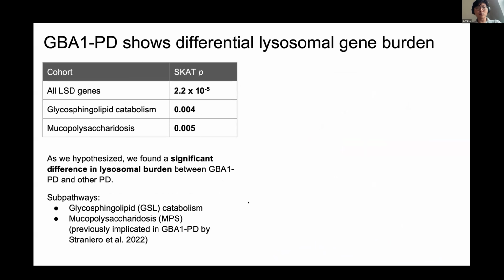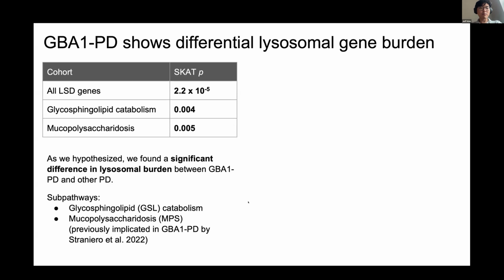And when we look at subpathways within the lysosomal storage disorders, we see glycosphingolipid catabolism genes as well as mucopolysaccharidosis genes. Neither of them is a big surprise. Glycosphingolipid catabolism is, of course, the sphingolipid pathway that GBA is implicated in, and the MPS has already been established in previous literature. But this shows that what we're doing seems to be right. It's unsurprising that GBA interacts with other genes in the pathway, and we are able to confirm previous literature.